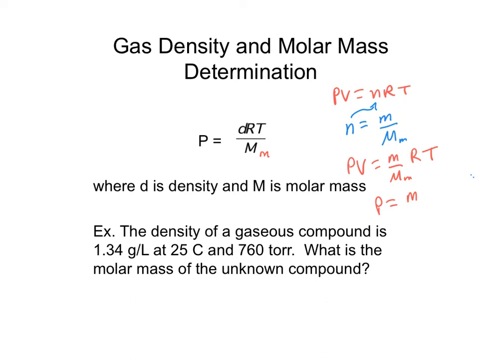divided by the volume, and then you have RT over molar mass. And of course, mass over volume is density, right? So then you've got pressure is equal to density times RT over molar mass. That's how you get that equation.